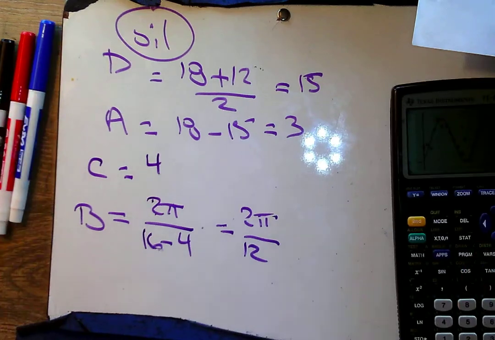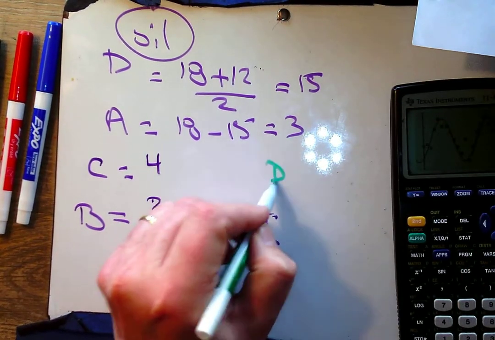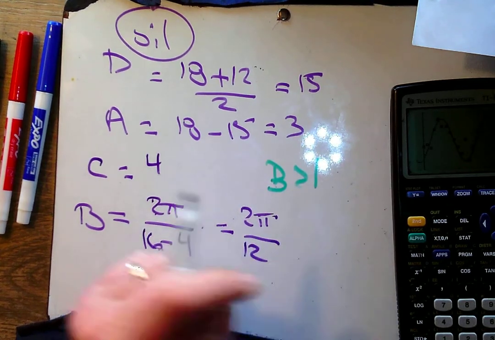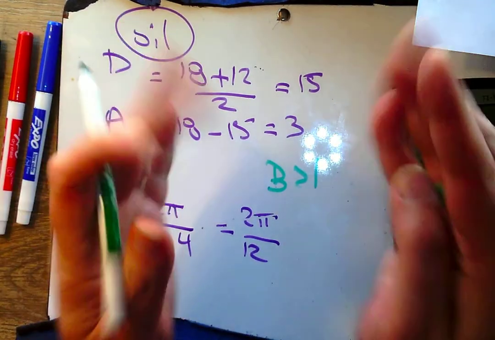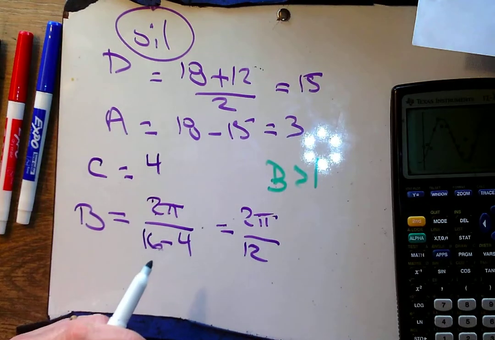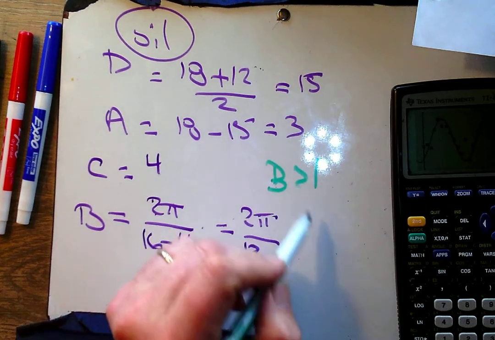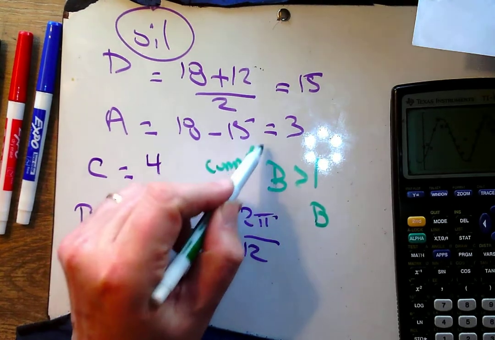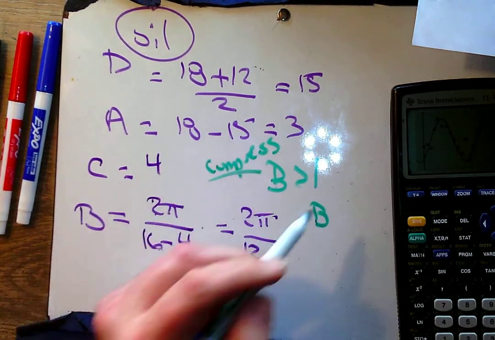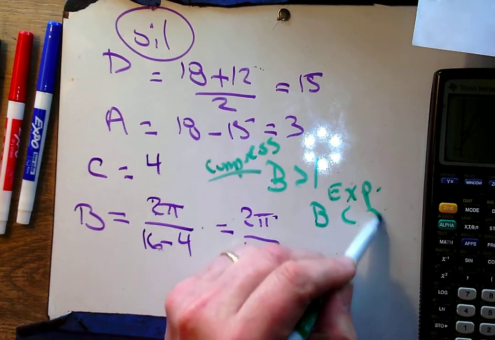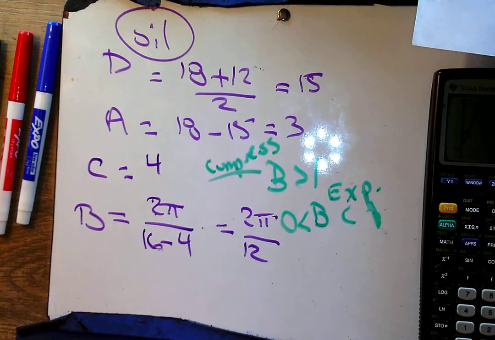Okay, so I know when B is bigger than 1, I'm compressing the graph. Because remember, I'm dividing all the x's by that B value. And so if I divide by 4, suddenly, whoosh, everything gets a lot closer. This is compress. If I want to have some sort of expansion, then I'm going to use B between 1 and 0.